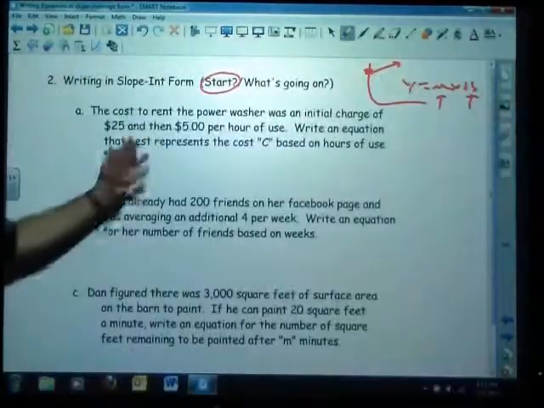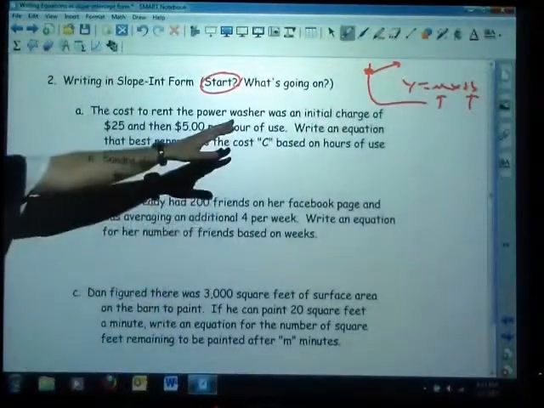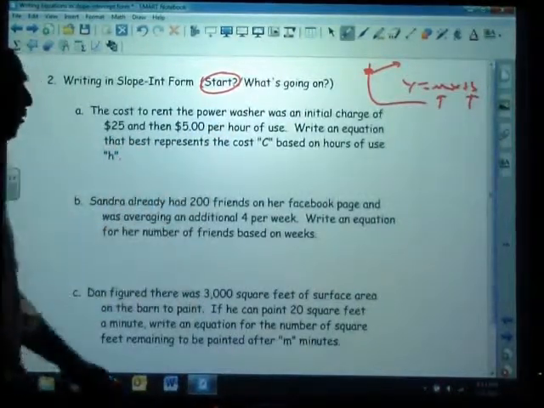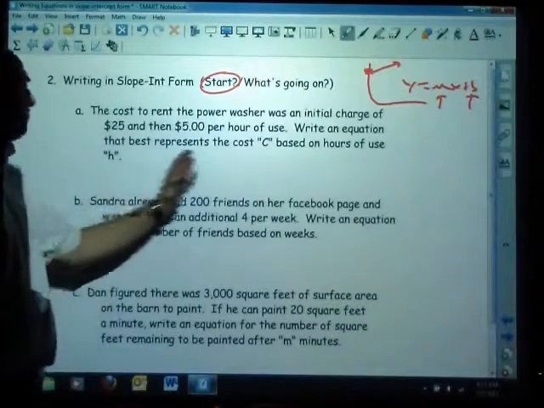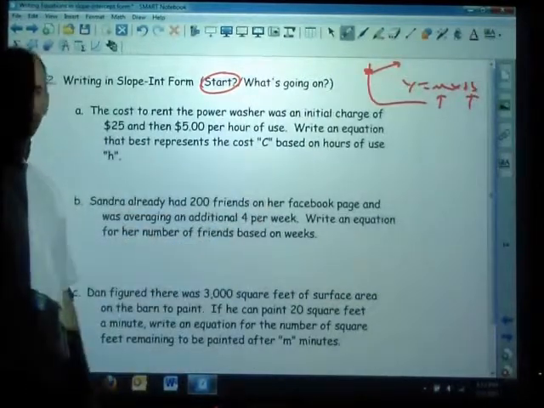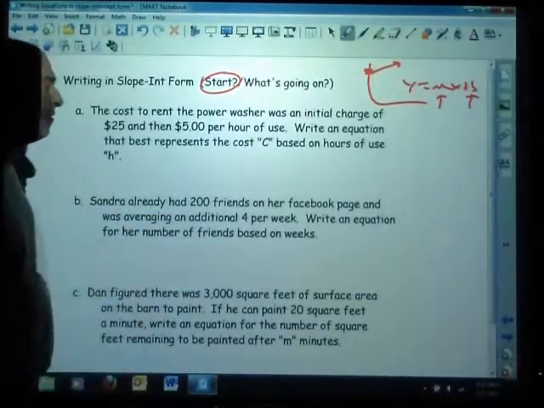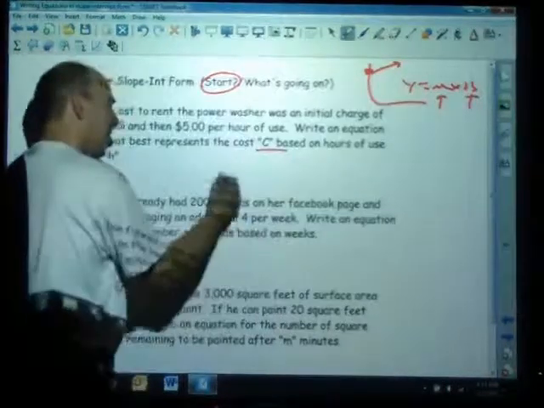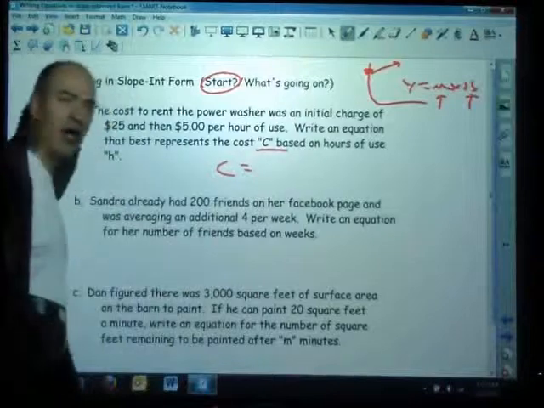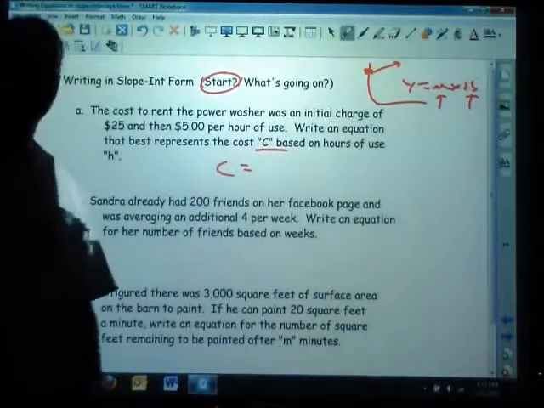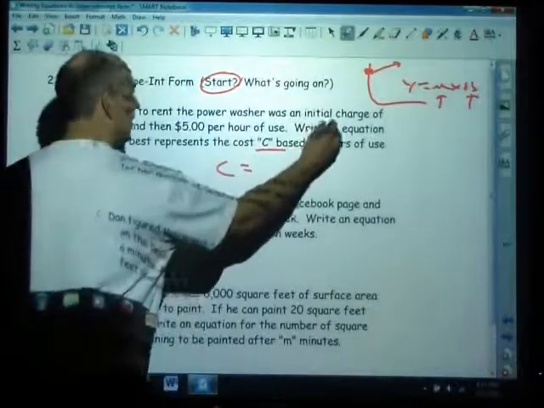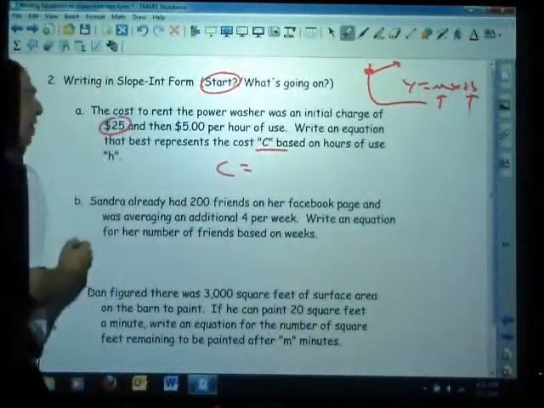All right, so the cost to rent the power washer was an initial charge of $25, and from there it's $5 per hour of use. Write an equation that best represents the cost based on hours of use. Okay, very simplistic little linear equation. I'm going to say C stands for the cost, and I want to know what it equals. Is there a starting point? And there is. They actually say it. The initial charge of $25.